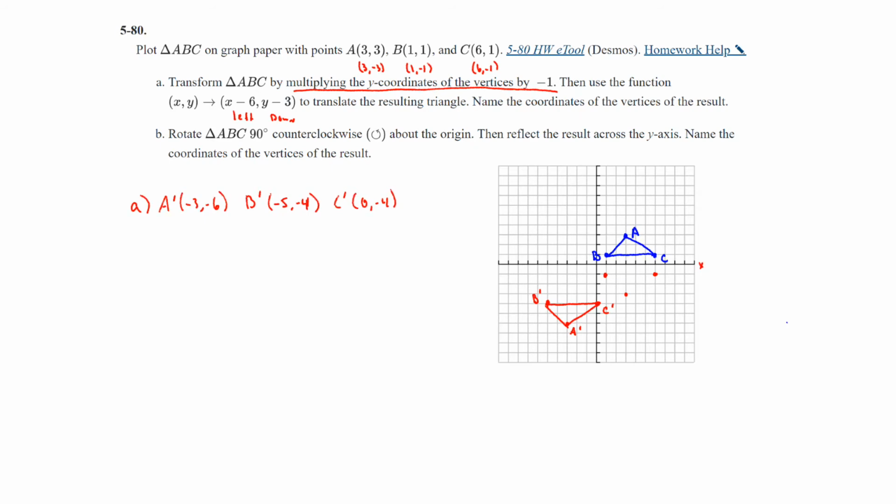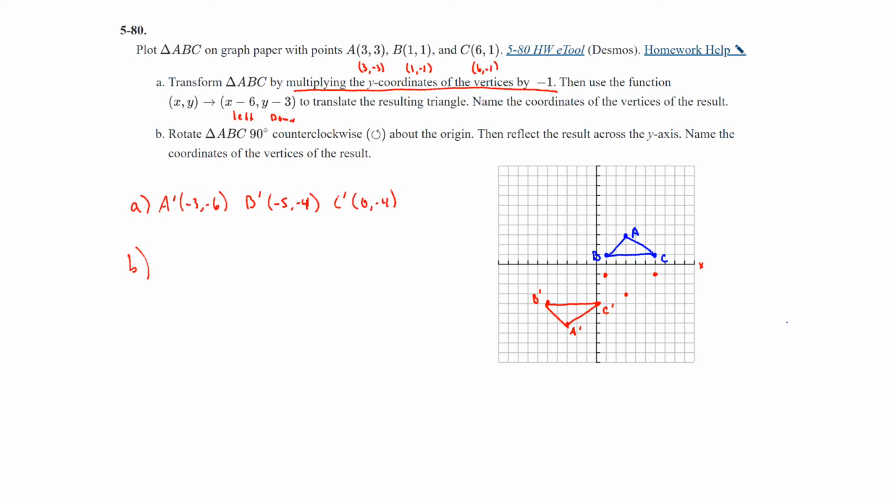Alright, so we've named the coordinates of the new vertices of the result, so we look good there. And then on B, we're now going to rotate triangle ABC. So we're going to go back to the original. We're going to rotate it 90 degrees counterclockwise about the origin, and then reflect the result across the y-axis. So we got 2 things to do here.